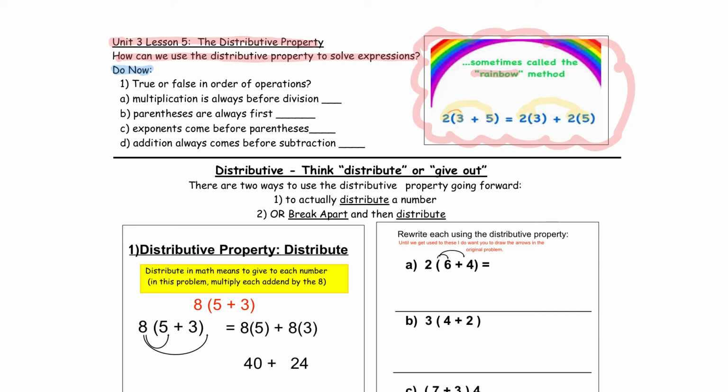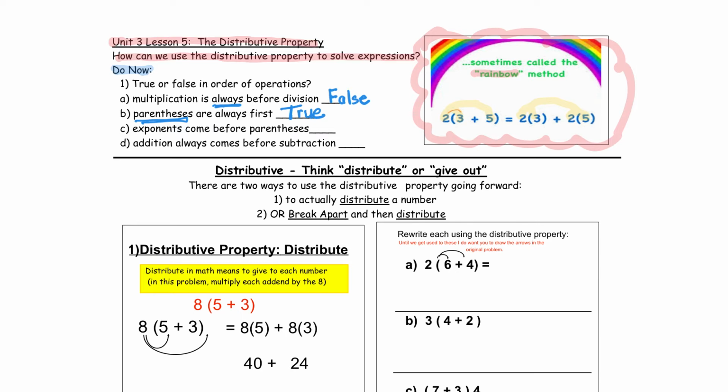True or false, number 1. In the order of operations, A, multiplication is always before division. True or false? Well, that is false, correct. And that's false because it's multiplication or division, whichever comes in the problem from left to right. Letter B, parentheses are always first. And that would be true.